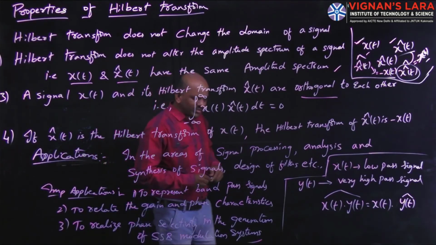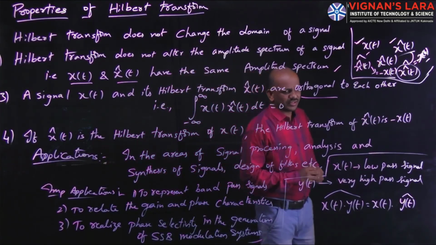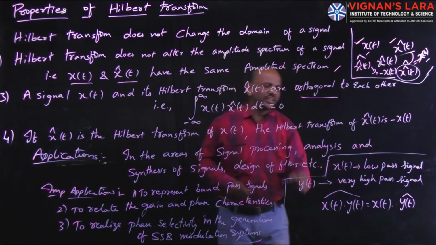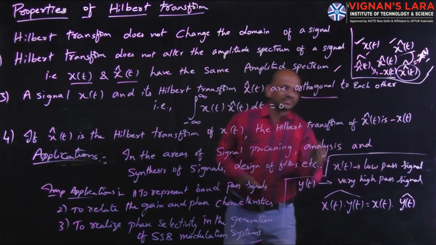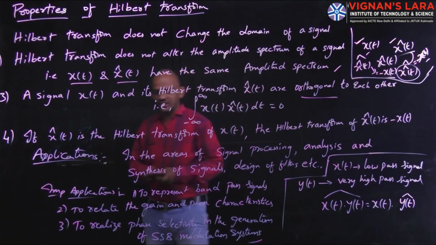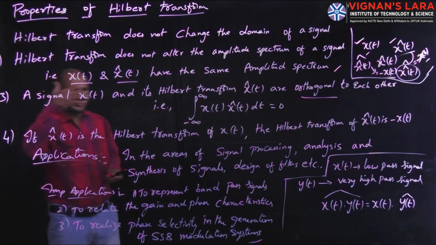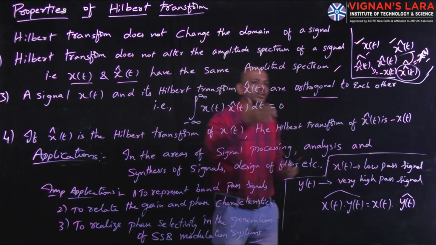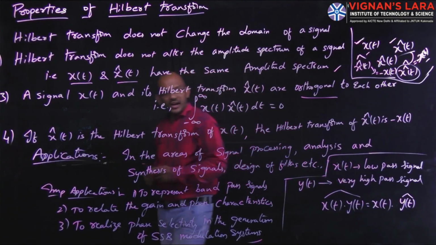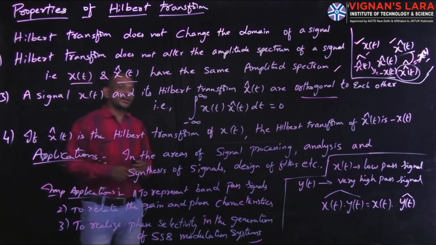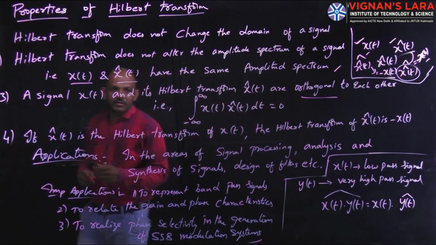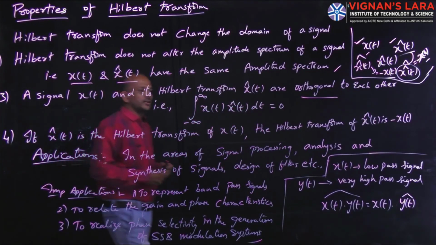And finally, let us consider two signals, x of t and y of t. Here x of t is a low pass signal, and y of t is a very high pass signal. The spectra of x of t and y of t are not overlapped.